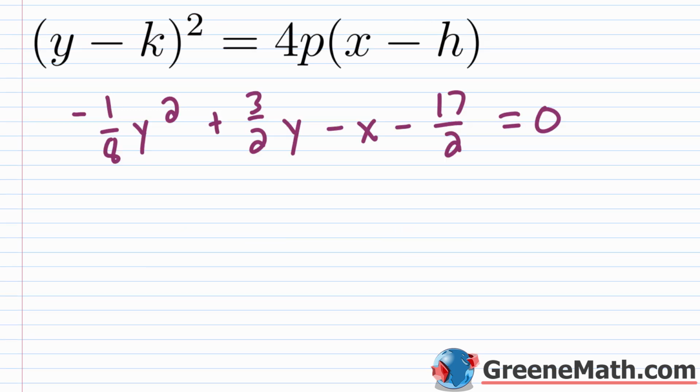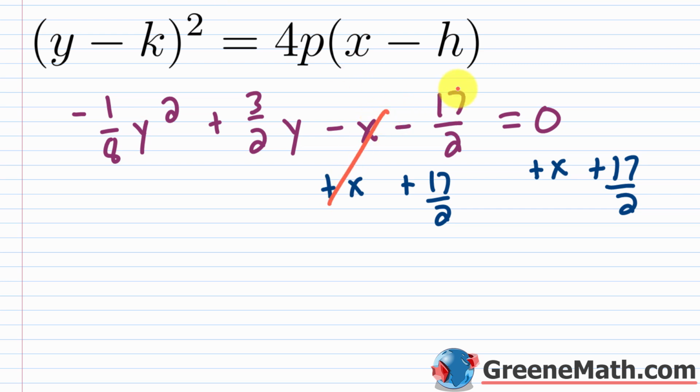Okay, so once again, I want everything with a y on one side, everything else on the other. So let's add x to both sides of the equation, and let's add 17 halves to both sides of the equation. So we'll go ahead and cancel this and cancel this.